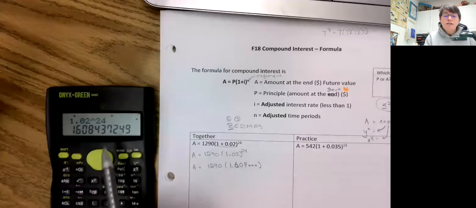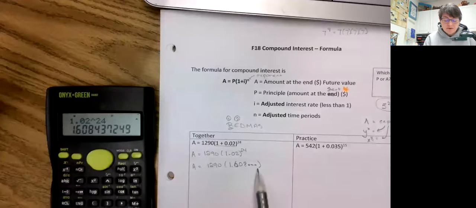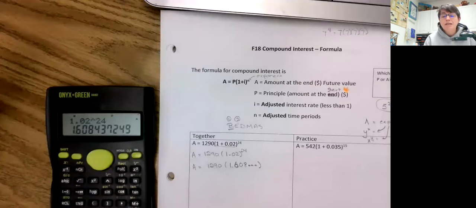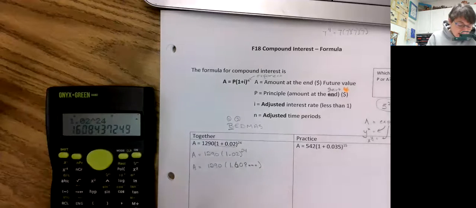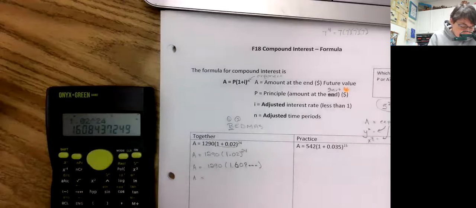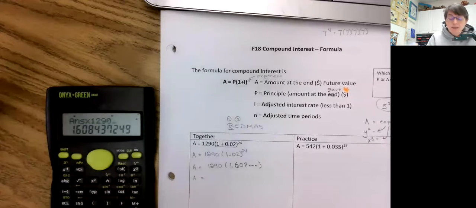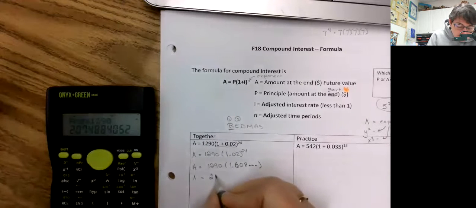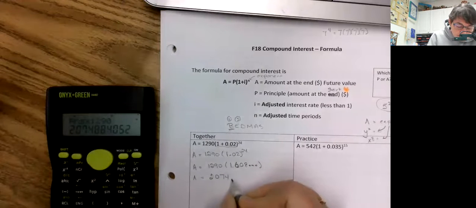So just leave it on your calculator. Don't write it all down. If you want to write it all down, sure. I'm just too lazy. But when I write it like that, it means there's more stuff on there, I'm just not writing it down. And then I'm going to multiply that by 1290 without clearing it off my calculator. All right, so we get 2,074.88.